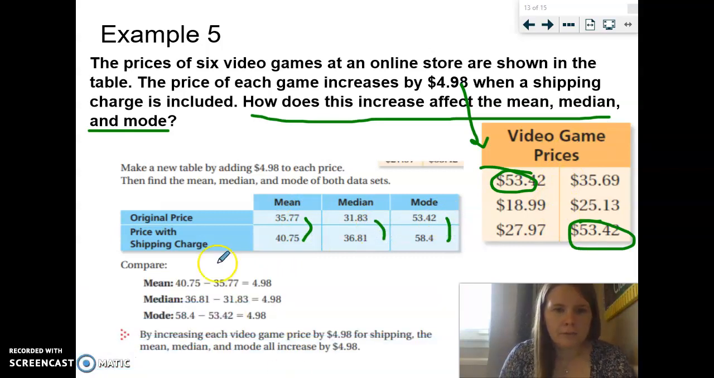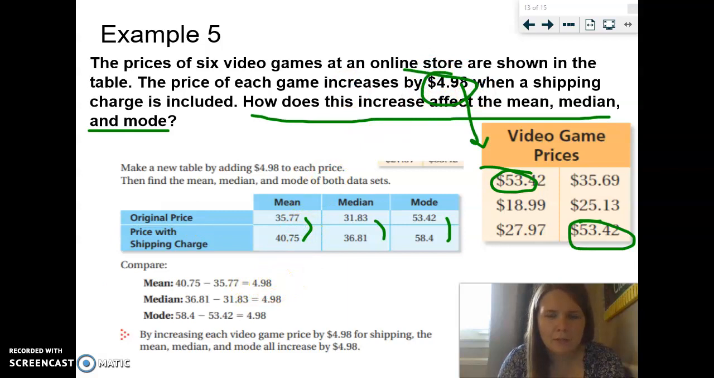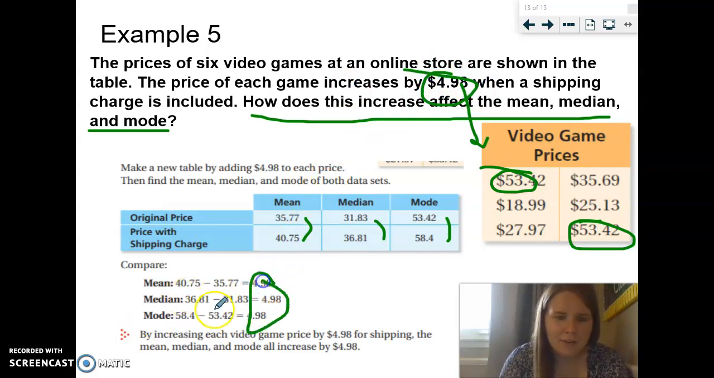So they found the difference. Well, I took, okay, 40.75 minus 35.77. Oh, you get 4.98, the same price that we had tagged onto it. And you get that for every single measurement. So by increasing each video game price by $4.98 for shipping, then you are going to also increase the mean, the median, and the mode.